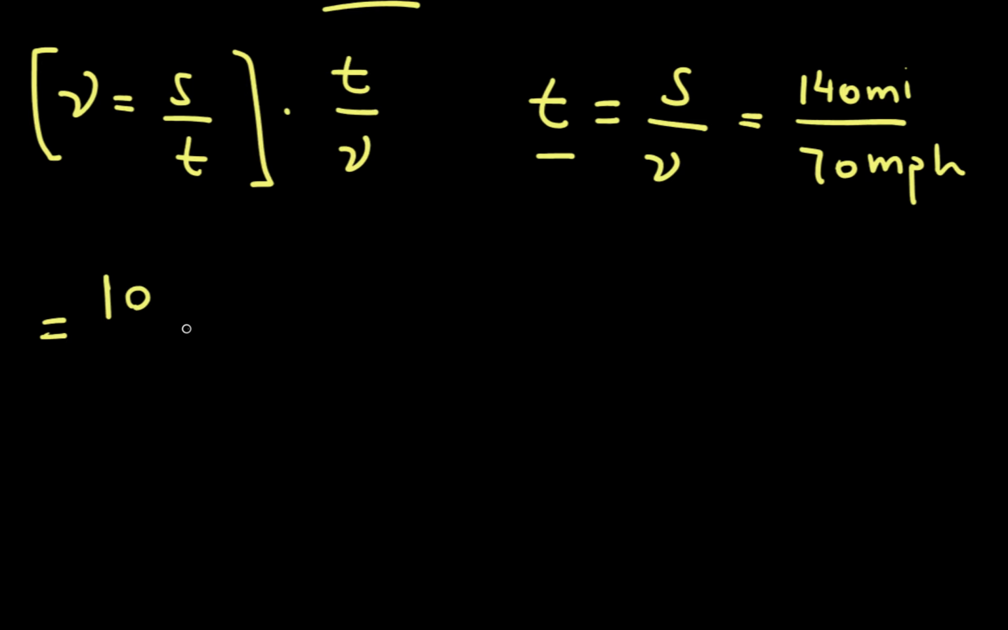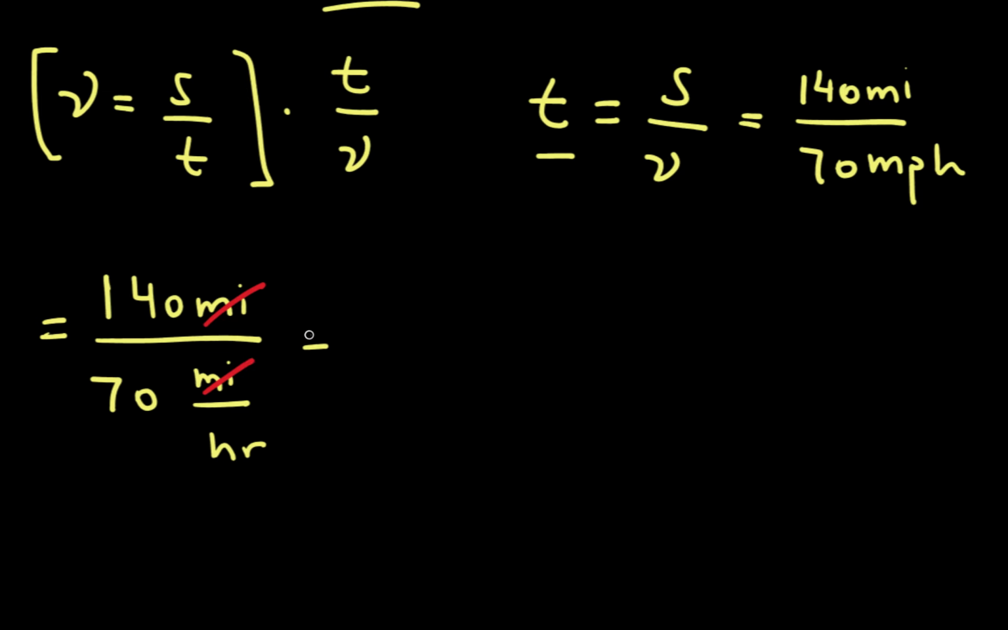So 140 miles divided by, now miles per hour literally means 70 miles divided per hour. And something very interesting happens here: miles over miles goes away, and 140 over 70 is also 14 divided by 7, which is 2. So what you end up having here is 1 over hour.